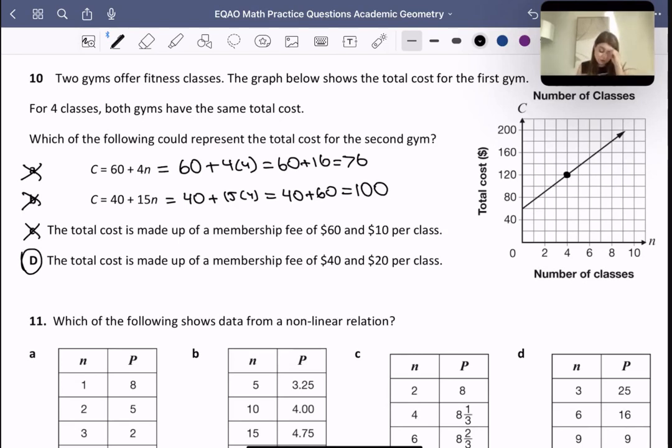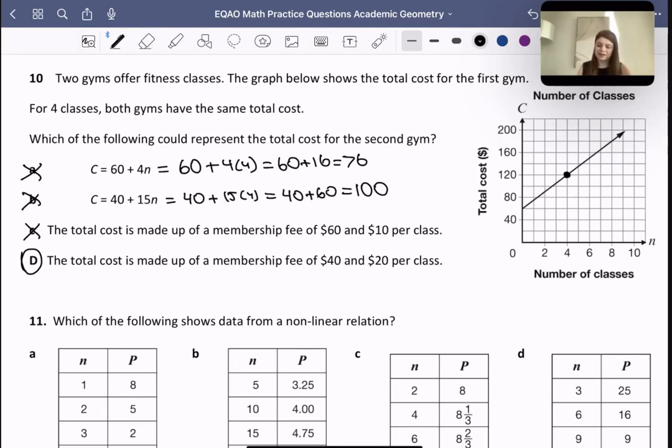The total cost is made up of a membership fee and $20 per class. Well, this could work, right? Because we would have a $40 one-time fee plus 4 times 20, right? 4 times each of the classes is going to be 80, and 40 plus 80 does give us 120. So other than just process of elimination, we actually can show and make an argument for why D is indeed the correct answer there. Very good.